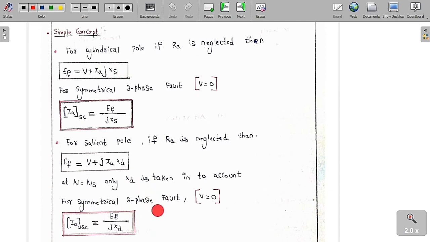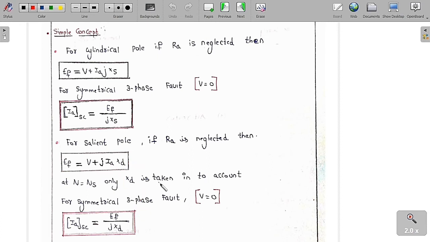For a symmetrical three-phase fault, I have already told you V is equal to 0, because we short circuit all three terminals. So V is equal to 0, then IASC is equal to EF by JXD. This is the equation that we are going to get under this three-phase fault for the salient pole.